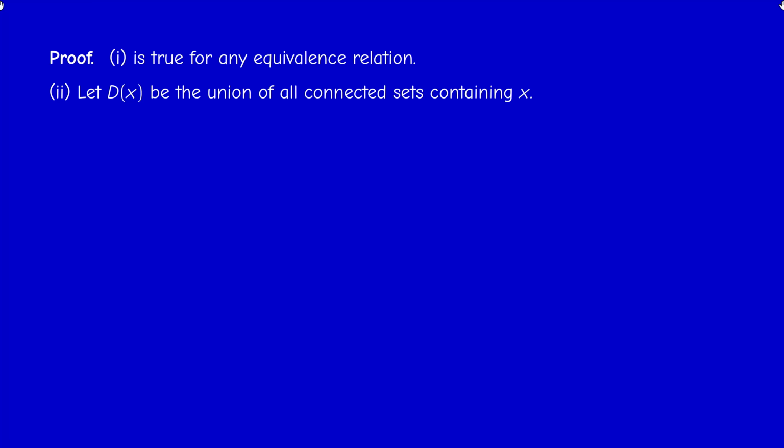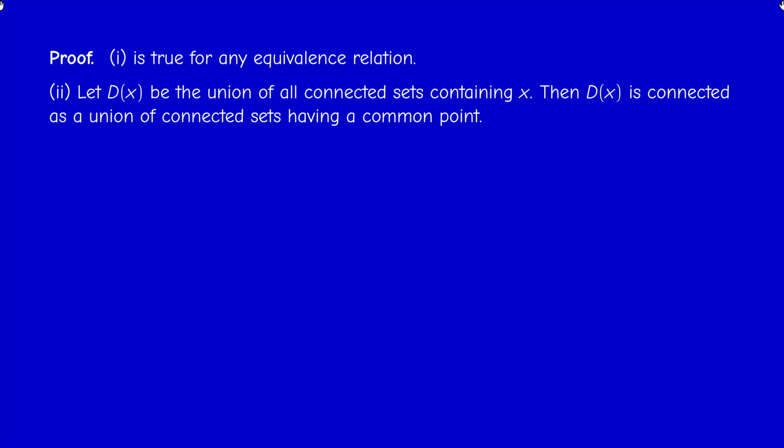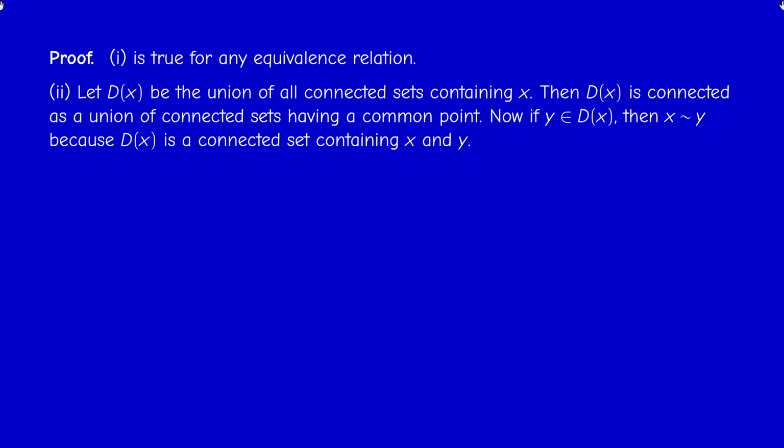Then we know from Theorem 4.1 that D(x) is connected, because it's a union of connected sets having a common point, which is x. Okay, so now we'll prove that D(x) is equal to C(x), so double inclusion. We consider an element y in D(x). Then both x and y belong to the same connected set, which is D(x). So x is related to y, and therefore y is in the class of x. Therefore, D(x) is contained in C(x).